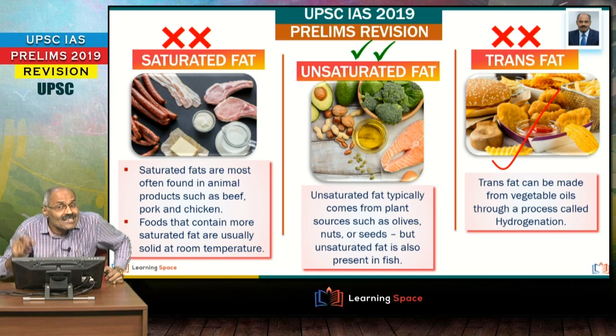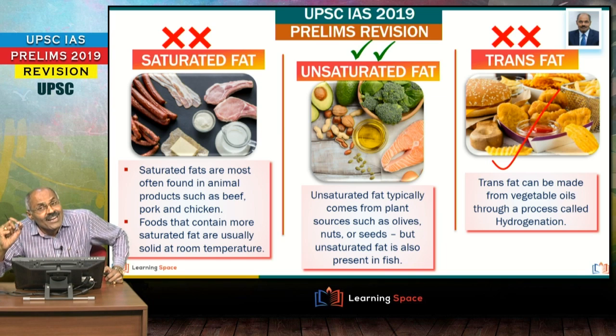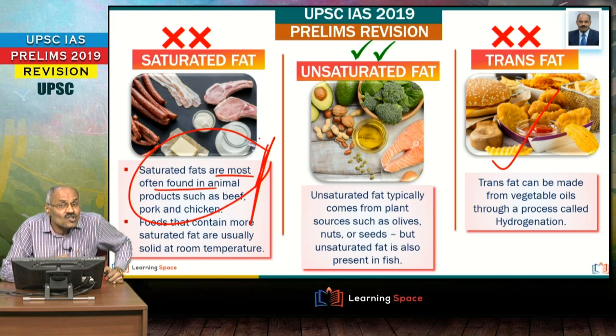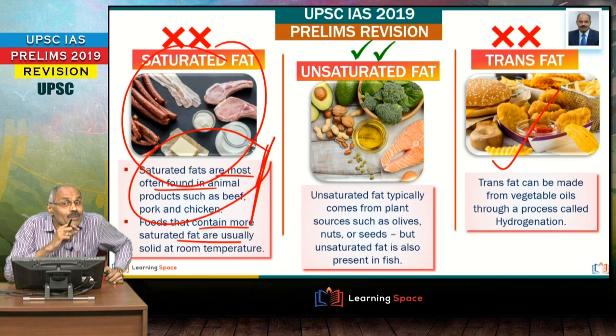And to understand that, students should have clarity about what is a saturated fat, what is an unsaturated fat, what is a trans fat. And here saturated fats are found in animal products, if you look at the chicken, if you look at the beef, if you look at the pork, they have saturated fats. Here one important trait is that foods that contain more saturated fat are solid at room temperature.